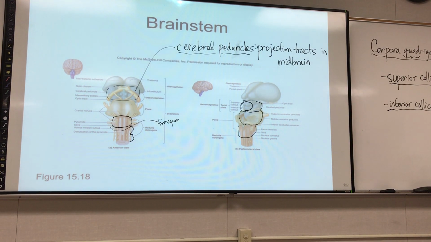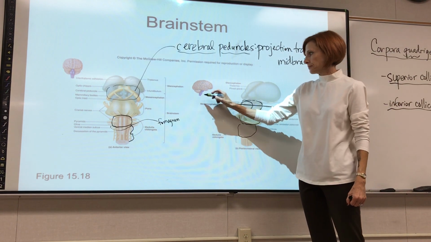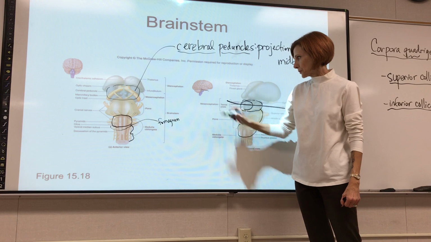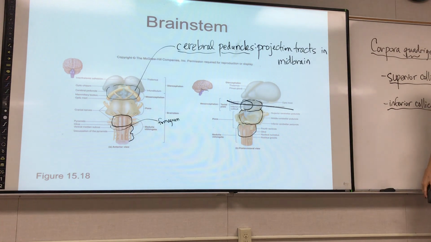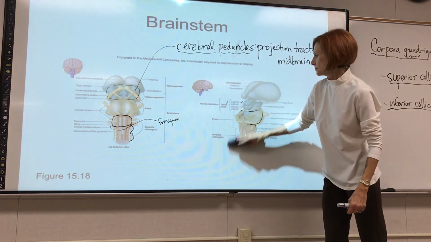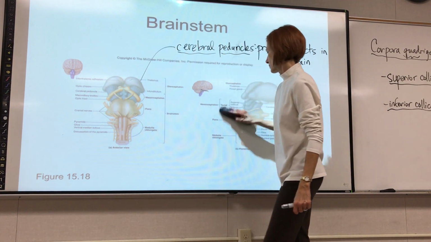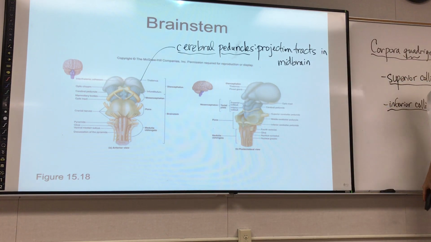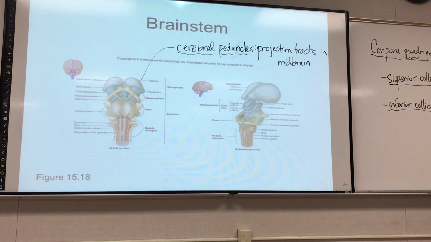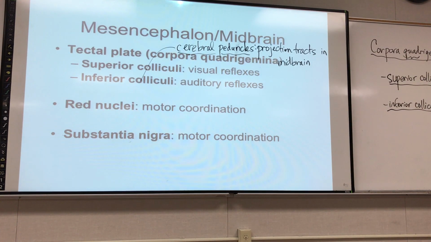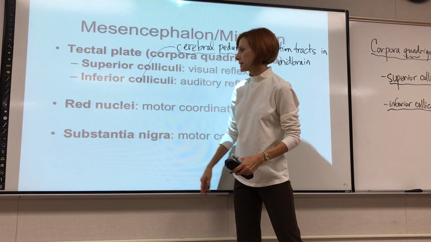Okay, so now what we're gonna do is we're gonna take a look at a cross-section through this area, okay, a cut that goes through this way. Can't see the midbrain here, but it would go through that way. And we're gonna look at a couple nuclei that are deep inside the midbrain. Any questions on this before we go on? Okay, so these are the two nuclei we're going to talk about now, the red nuclei and the substantia nigra.